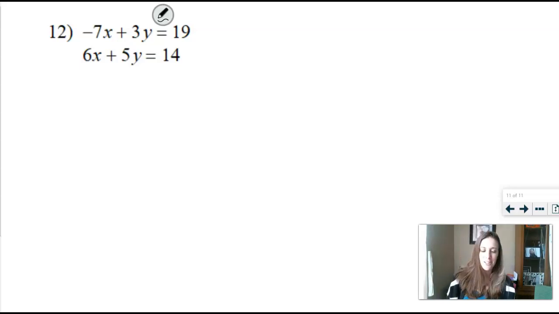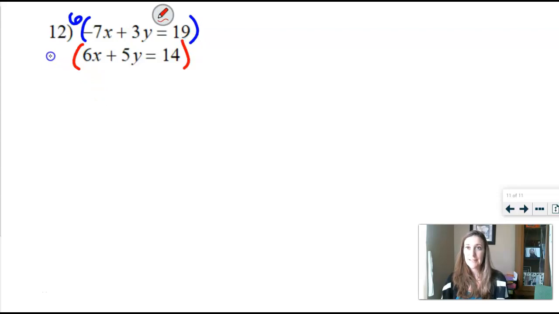So the reason I want Natalie to change her answer, just to mess with her, is that the x's already have opposite signs. And I know my issue is I screw up signs all the time. So if I don't have to mess with negatives, I'd prefer that. So Nats, if you don't mind, I'm going to eliminate the x's. Now 6 and 7, their least common multiple is 42, which is nice. We're going to multiply this one by a 6, and we're going to multiply this one by a 7.